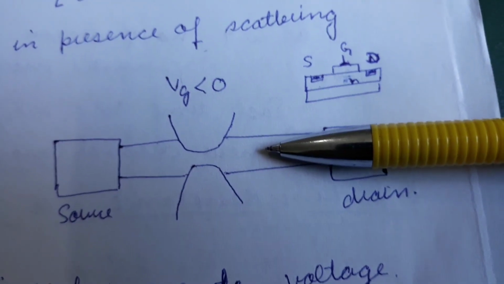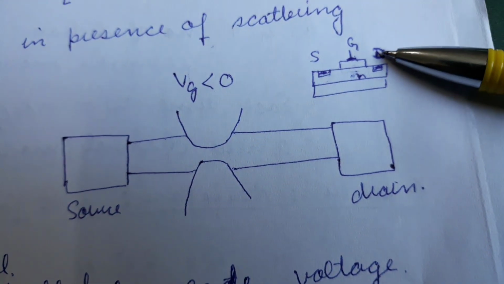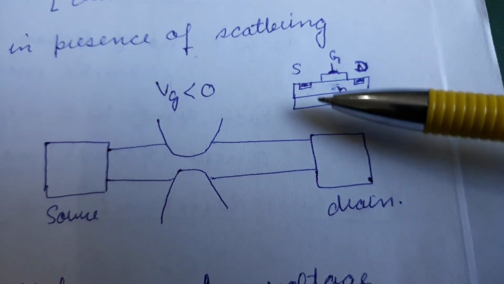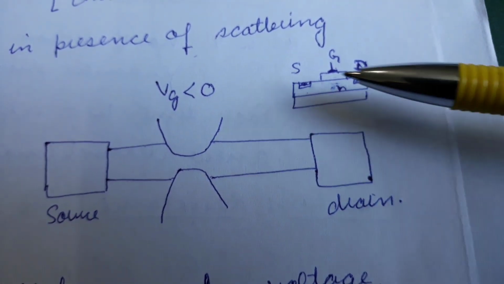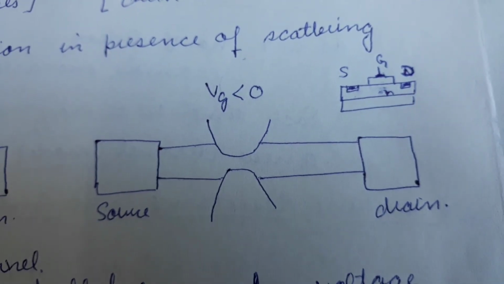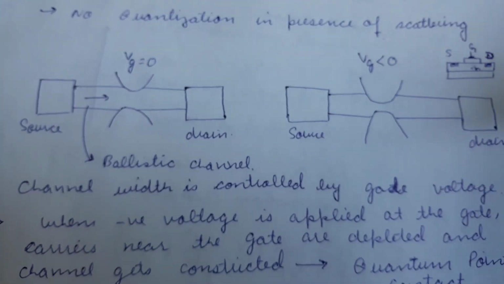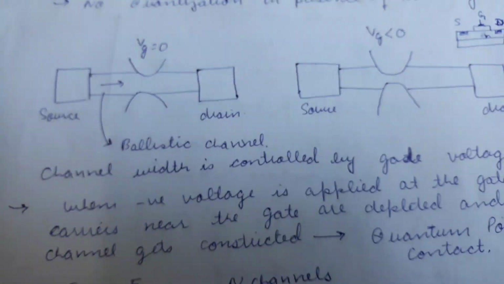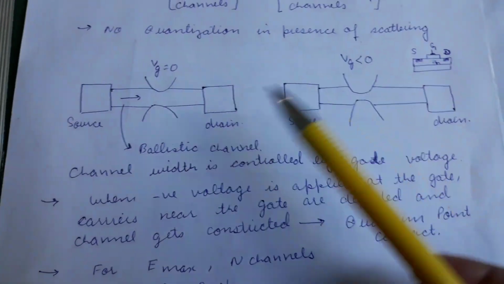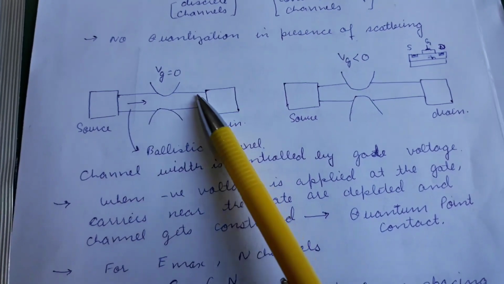So this is what we are understanding here as well. This is the source, which is equivalent to the source here, the drain is equivalent to this drain, and this channel is equivalent to the channel that will be formed between the source and the drain. The length of this channel is assumed to be less than the mean free path, so that ballistic transport can take place, but it also depends upon the number of channels. Let's say initially the gate voltage is 0, so a larger radius of the channel is there, and ballistic transport is taking place.